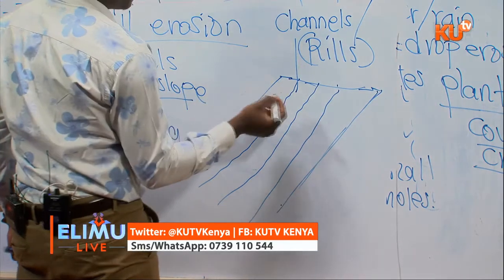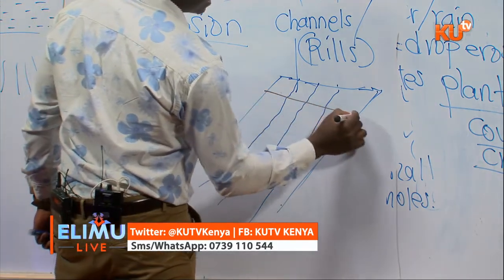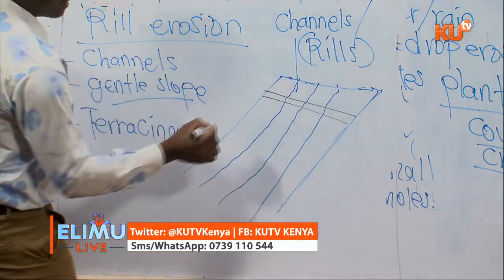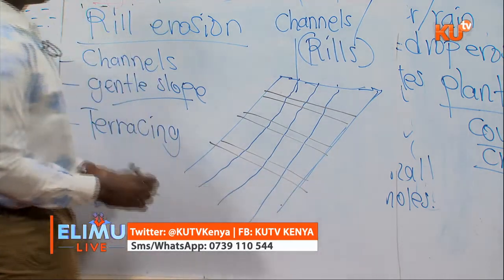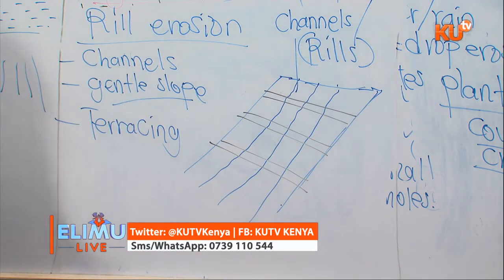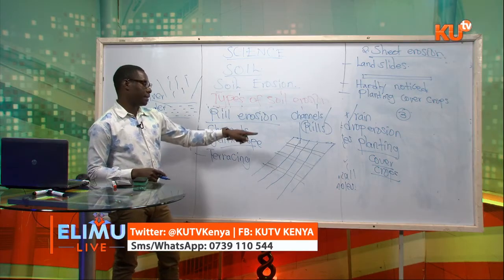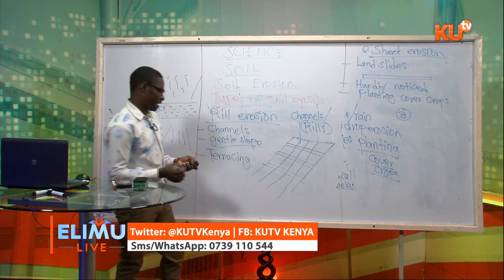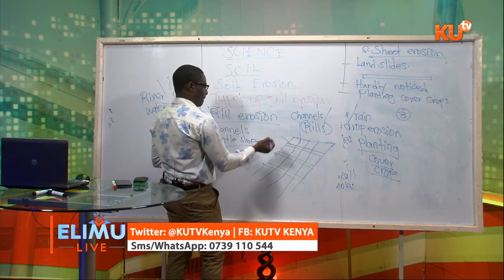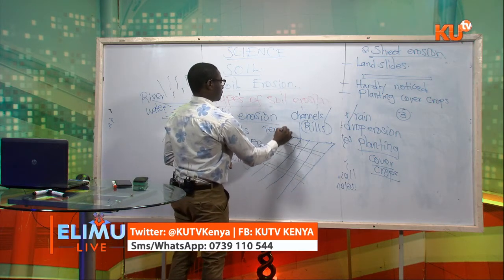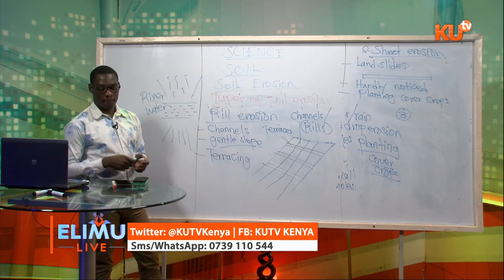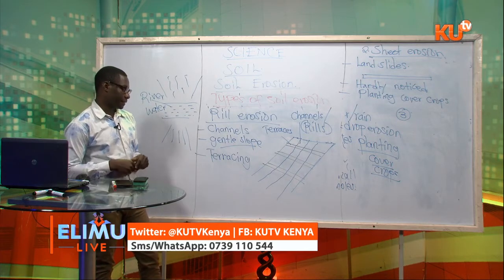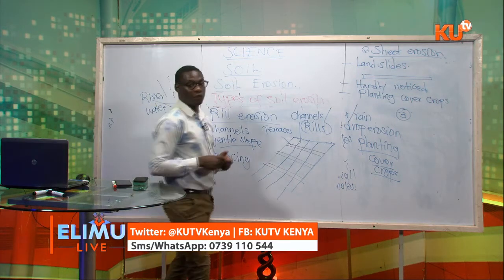The terracing will be done such that you construct a terrace here. You construct a terrace there. You construct another terrace here. You construct another terrace here. So when you do that, you will be able to reduce the speed of the water that is flowing, and the soil particles will be deposited there. So these are terraces. So rill erosion can best be controlled by what we call terracing. I believe we are together and you're following the lesson.